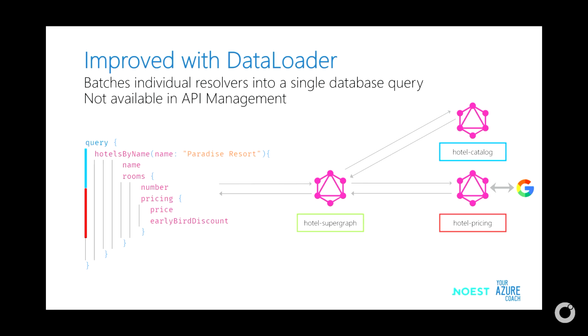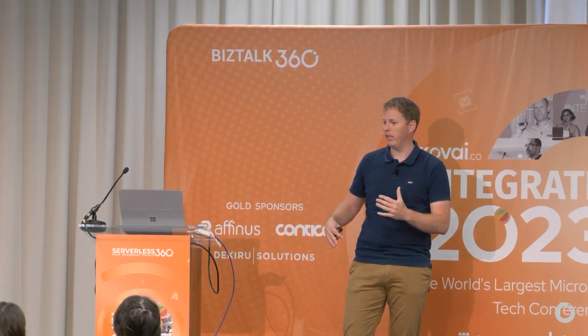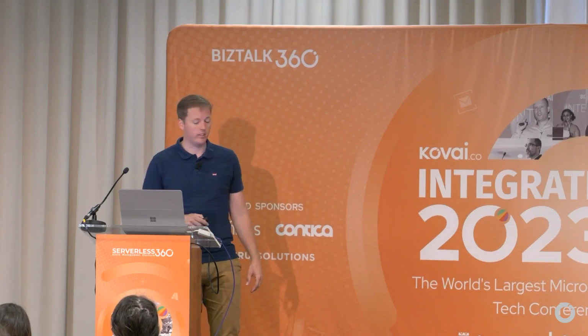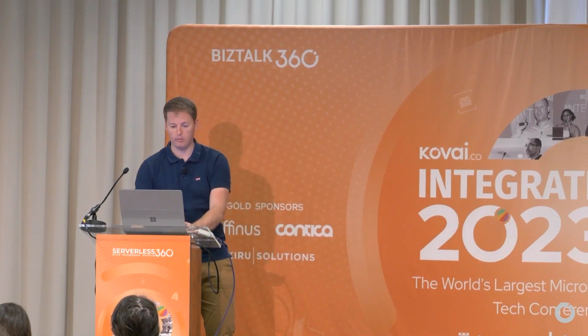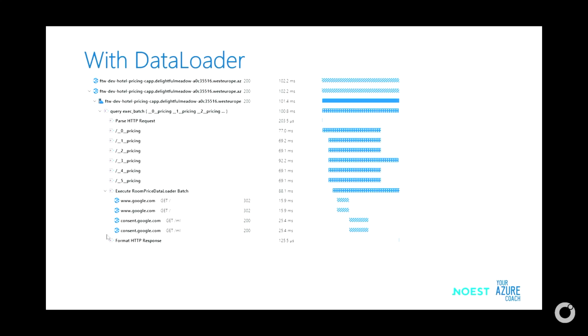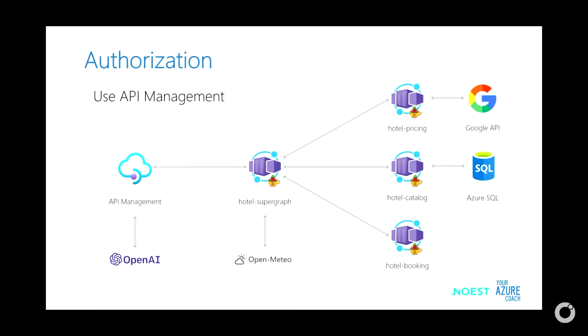Bear in mind that this functionality is not available in API management. So the custom resolver functionality in API management, if you would ask for tourist information of 100 countries, it will do 100 parallel API calls in the back. So that's just good to know. With the data loader, you see that the logs are much more improved. We ask for the price of 6 hotel rooms, but we went only once to our backend system. So big improvement.